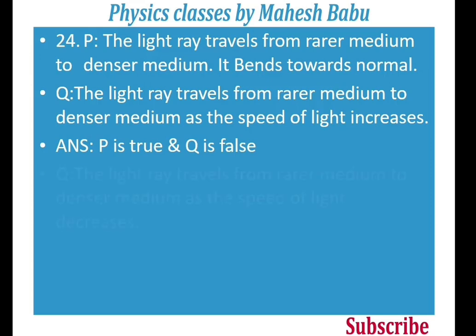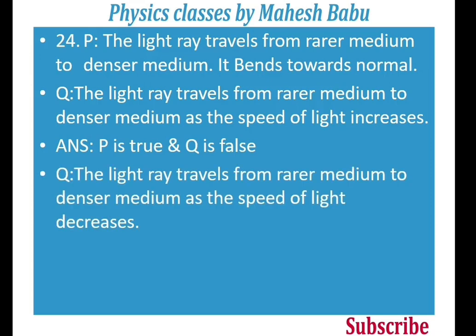What is wrong in Q? When the light ray travels from rarer medium to denser medium, the speed of light decreases. When it travels into the denser medium, the speed of light decreases so that it bends towards the normal.